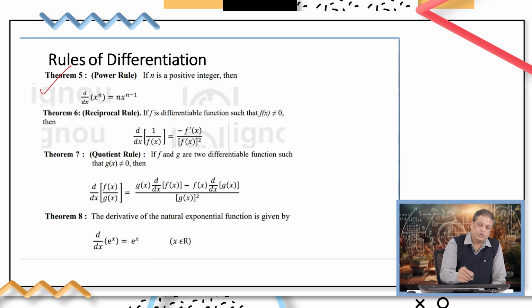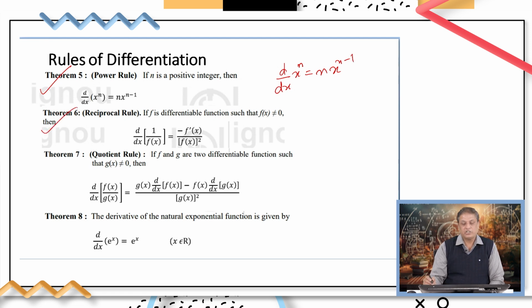We explored the power rule also, wherein the expression d dx of x to the power n is n x to the power n minus 1. And the reciprocal rule, which says that d dx of 1 over f x is equal to minus f dash x upon f x square. We solved ample numericals for these rules.